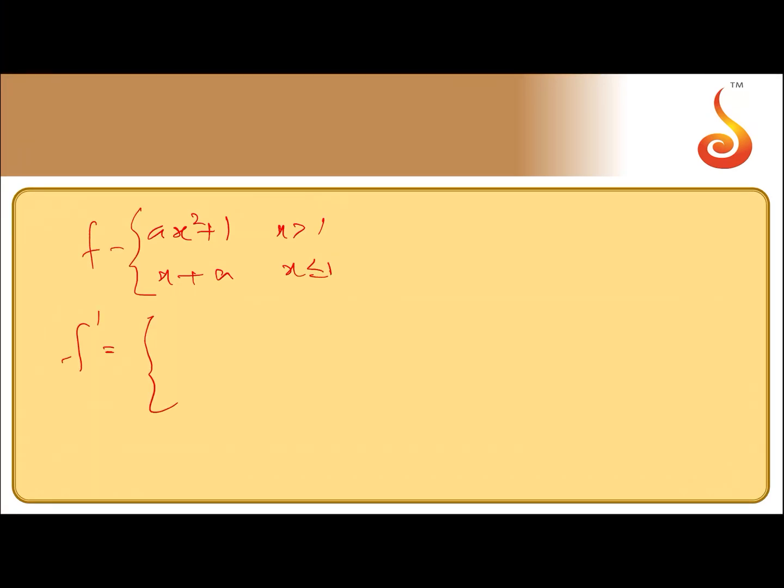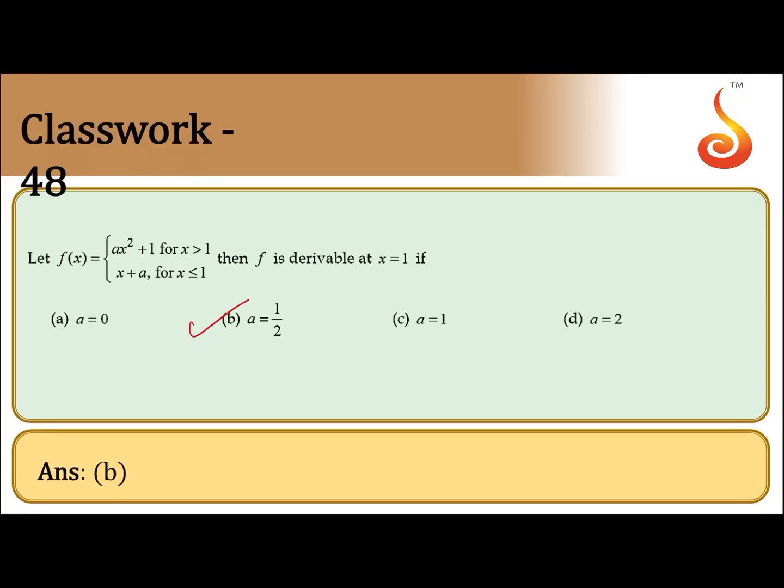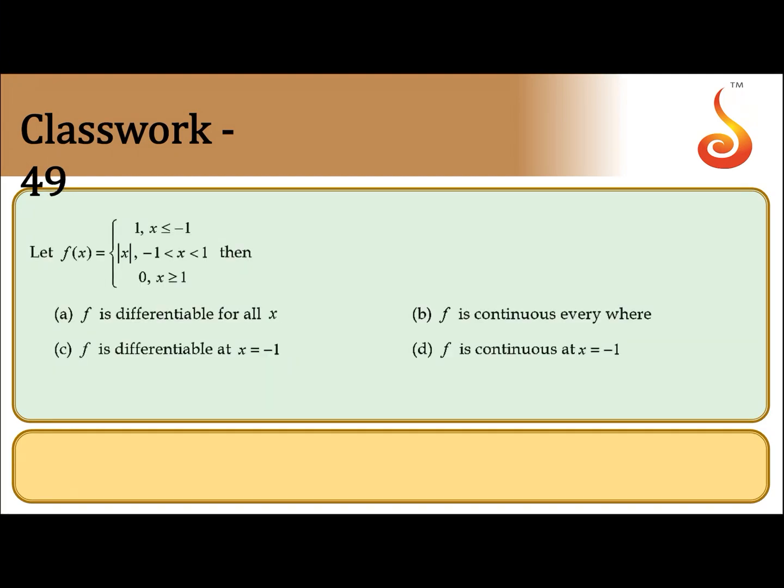So therefore, as the function is differentiable, we can find the derivative of the first one. It is 2ax and this is 1. And therefore f dash of 1 minus is nothing but 1 itself. And f dash of 1 plus is equal to 2a. You substitute x equals 1, 2a. So 2a has to be equal to 1, and therefore a has to be equal to 1 by 2. So the answer for this one is a equals half. So when the function is differentiable, f dash of 1 minus is the same as f dash of 1 plus at x equals 1.